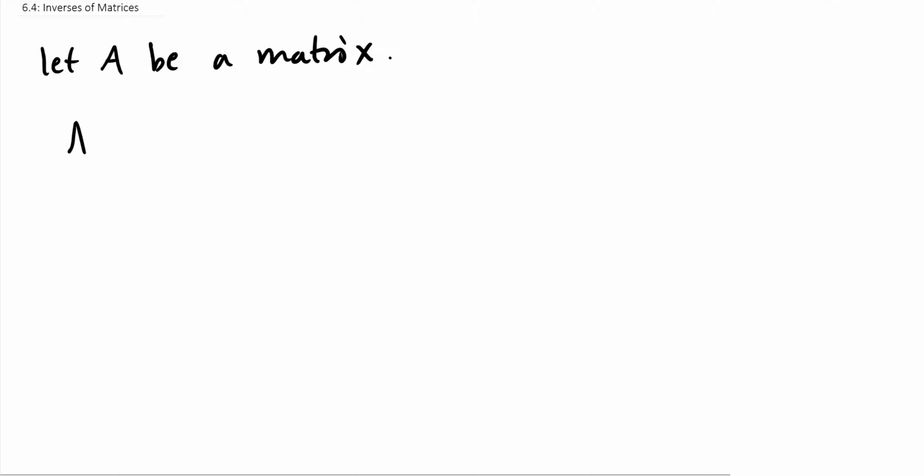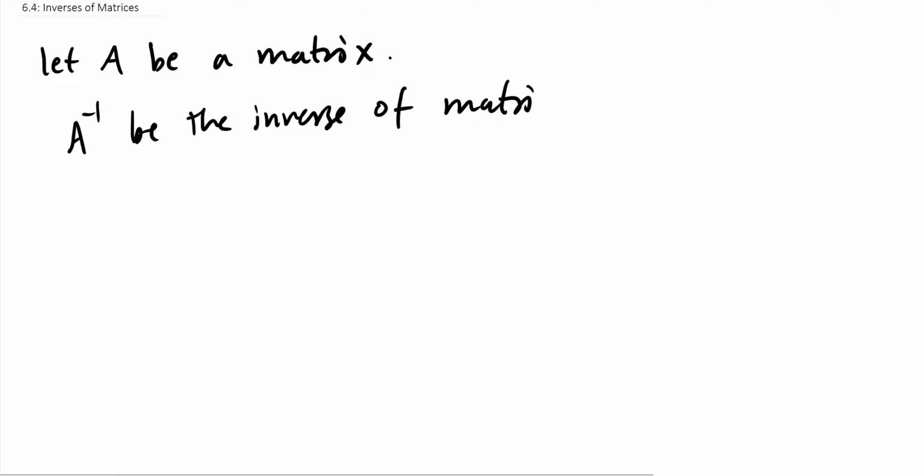So let A be a matrix. Let A to the negative 1 be the inverse of matrix A. That's just a notation. It doesn't mean 1 over A, it's just a notation to denote the inverse of a matrix.